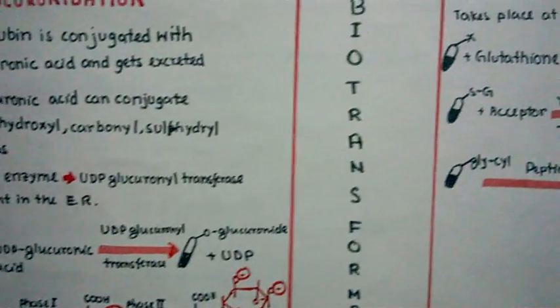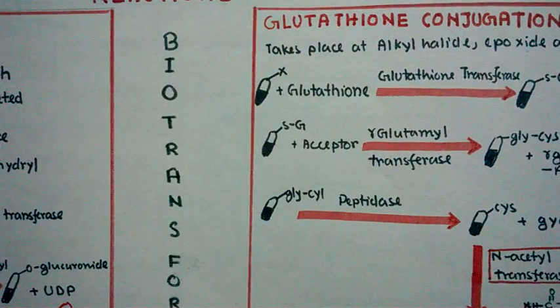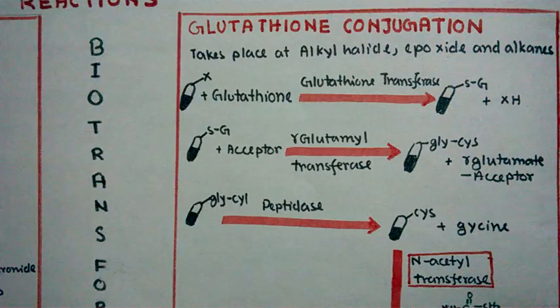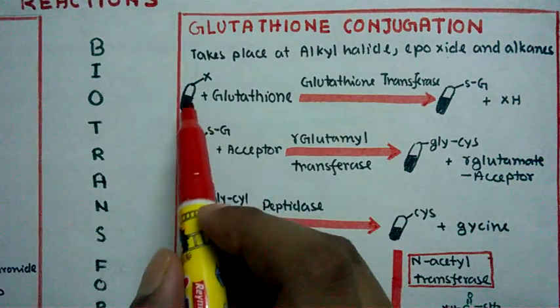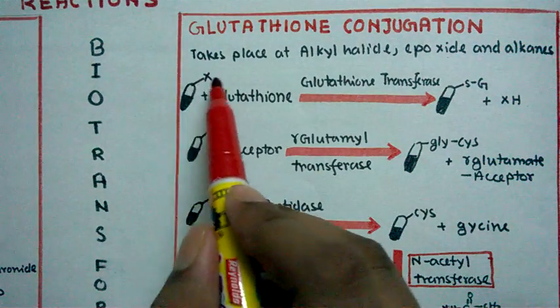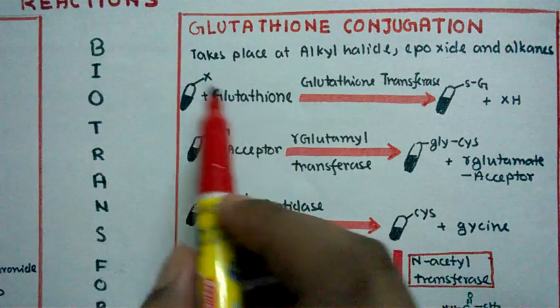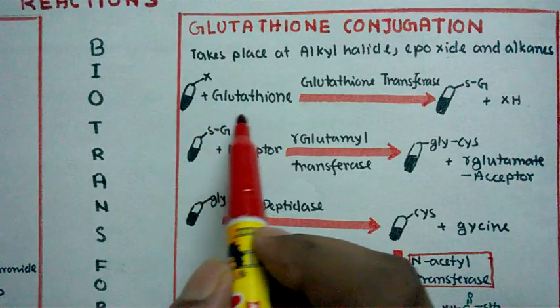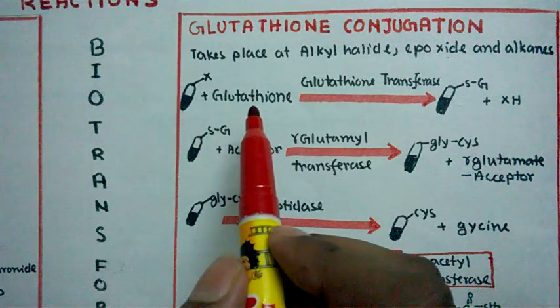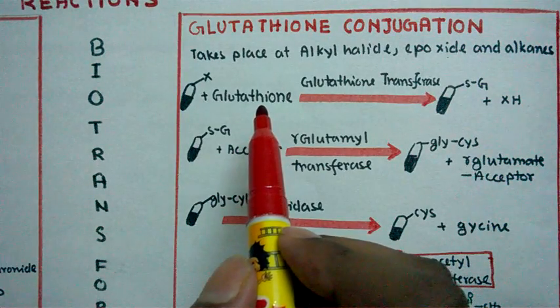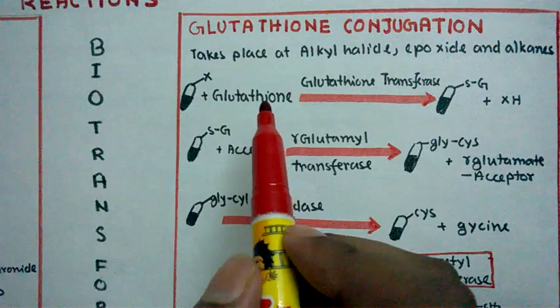And then another important phase 2 biotransformation reaction is glutathione conjugation. Glutathione conjugation is really important. It takes place with alkyl halides, epoxides and alkanes. And here is our drug, which has been biotransformed, and it now has an alkyl halide group represented as X. Now glutathione would be attached to this group, and as you remember, glutathione is a tripeptide, which is gamma glutamyl cysteine glycine. So it has a glutamate, cysteine and glycine.